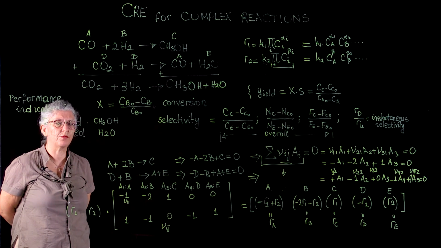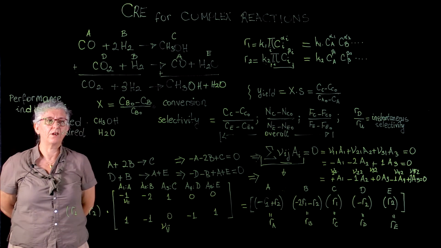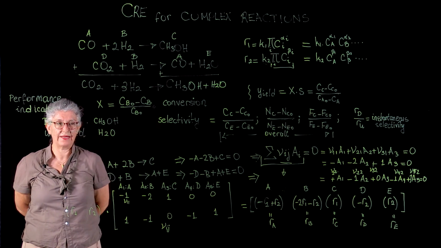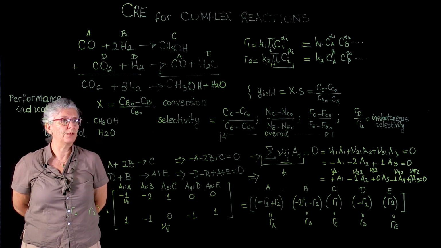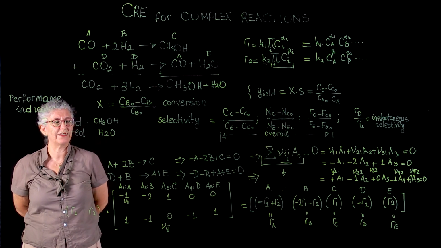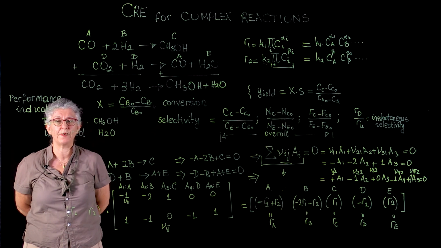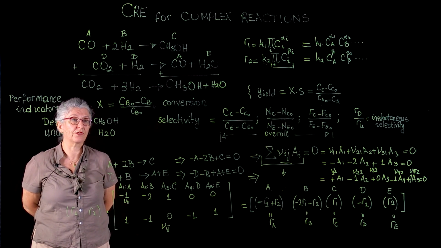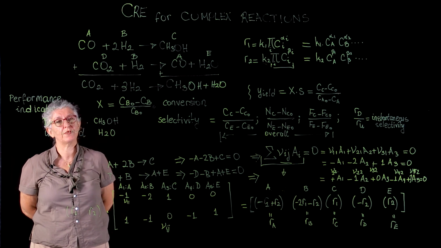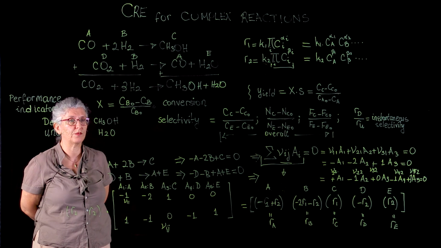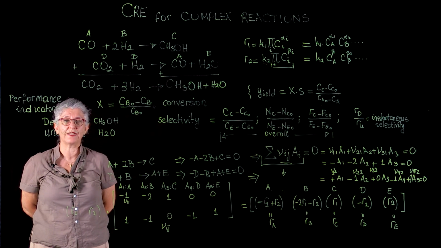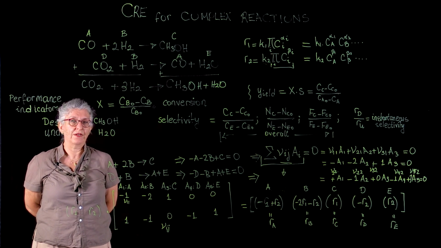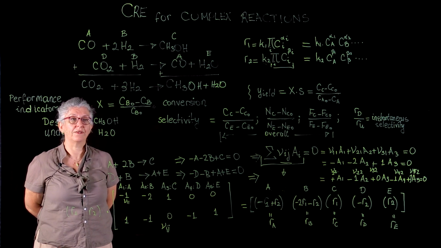So these are the performance indicators of a complex reactor operation. We will use conversion, selectivity, and yield, and we will optimize our design, choosing, for example, conversion as our key performance indicator, or choosing selectivity as our key performance indicator, and we will optimize the reactor design and operation for that.